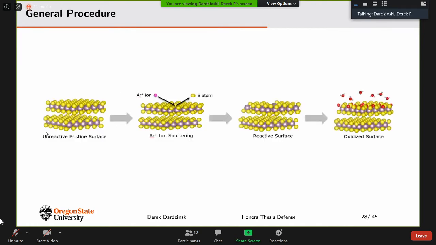And then for visual people, I made a little schematic of what our experiment looked like. We start with an unreactive pristine surface. We sputter it with argon ions to then create a defective surface, which is reactive. And then we would put 1 millibar of water vapor into the system and do XPS and watch it oxidize.